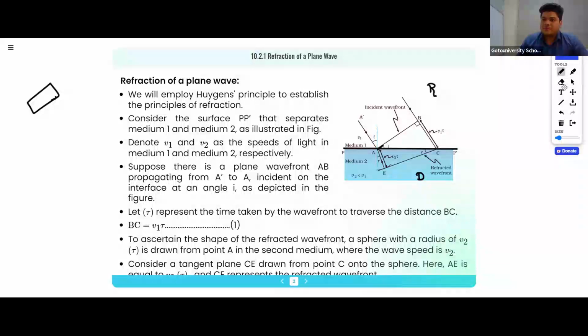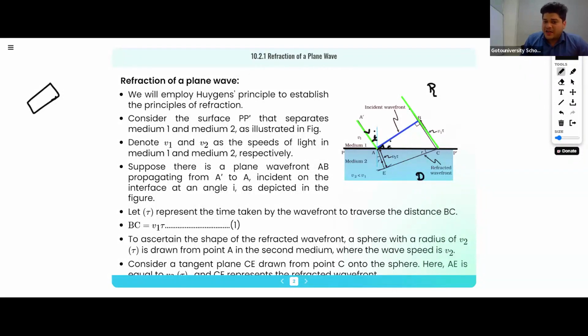This is your incident wavefront, this blue one. Okay, it is coming, and with support of this, I am making this. I'm not changing the name. This AB is the plane incident wavefront. Angle will be angle i. See this angle. I am not changing the name of the angle also. It will be i. Okay, this is i. It is coming like this.